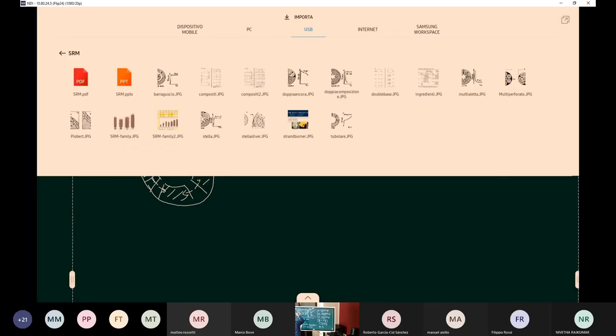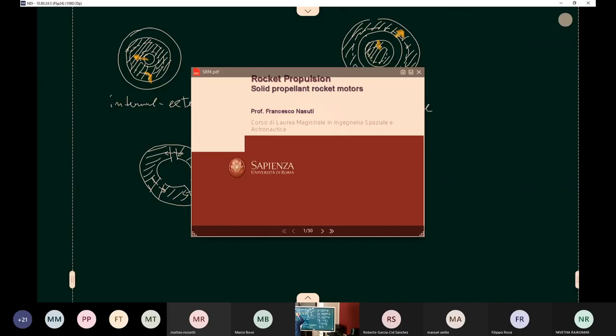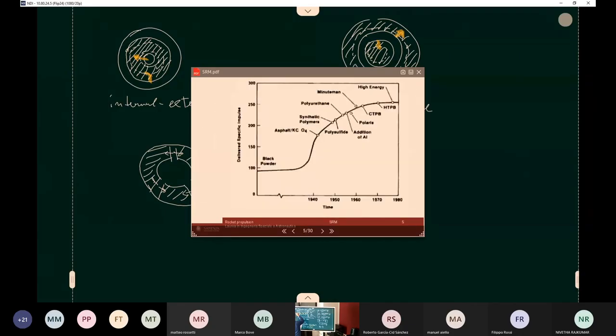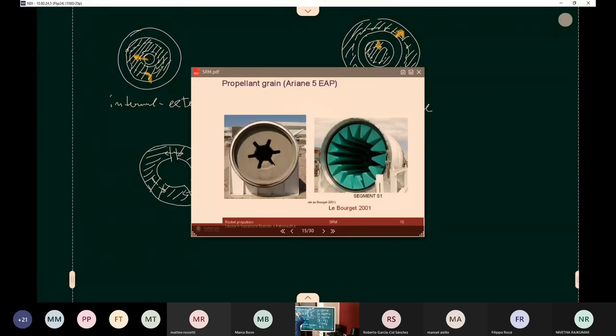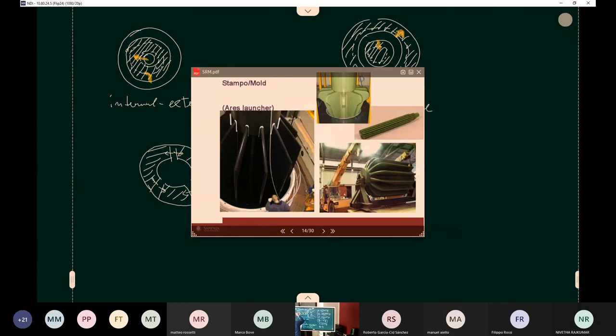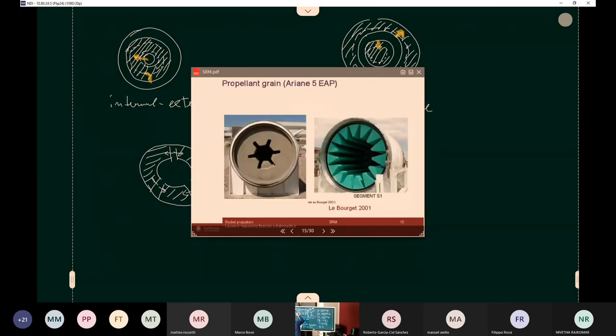And I don't know if I have something on three-dimensional grain. Not here. Well, we'll see probably one of the next times. Yes, something like this. This is the mandrel. So you see, this is an example of star grain.